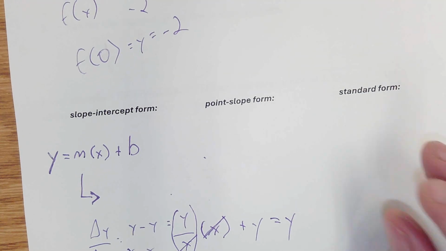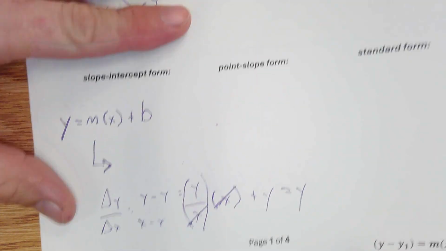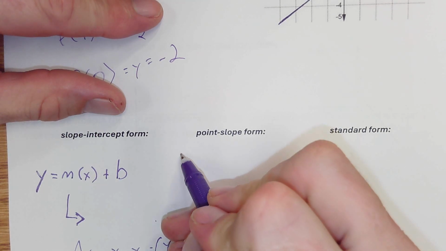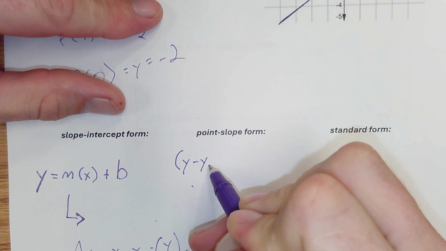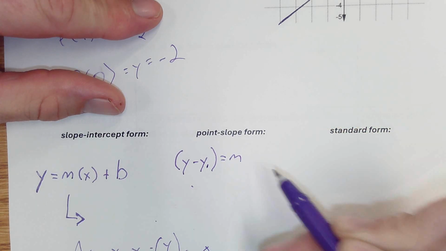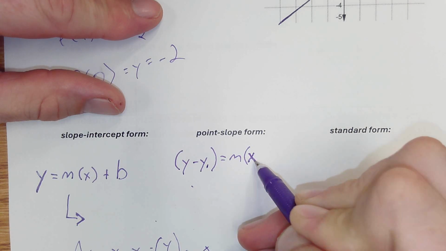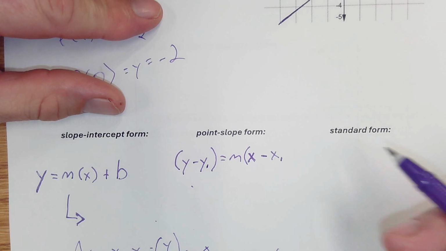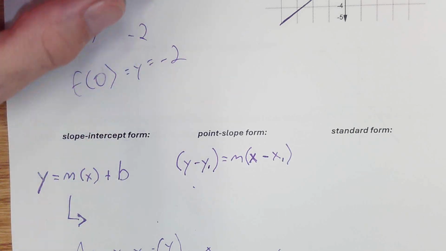Point slope form, oh, by the way, it's all written right here, y equals mx plus b, right? Anyway, our point slope form is saying, hey, if I have my y value minus any point's y value on the line, that is going to be equal to my slope times my x value minus any x that I have on the line, okay? And we'll show you how we can use that a little later.